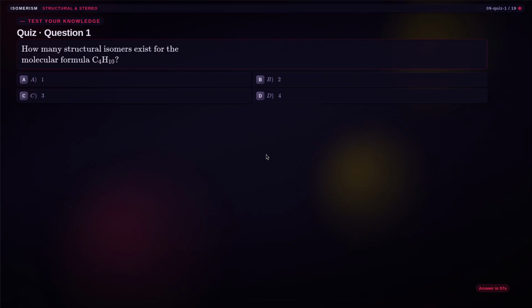Quiz question 1. How many structural isomers exist for the molecular formula C4H10? Option A, 1. Option B, 2. Option C, 3. Option D, 4. Take a moment to think about your answer.